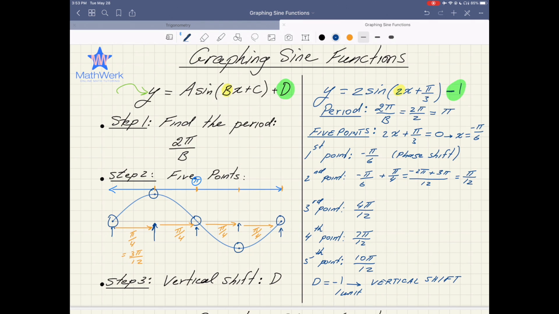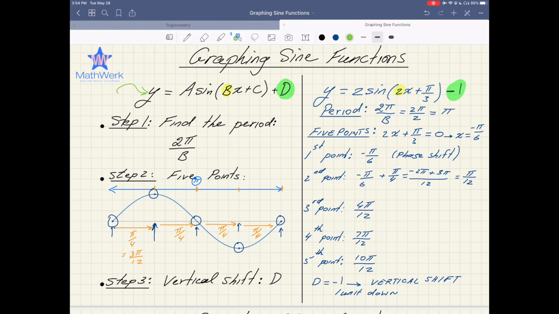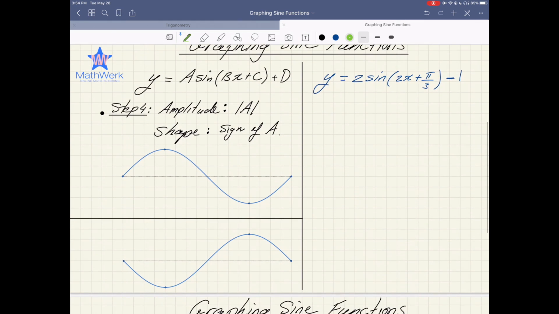So one thing that helps us is this very special line that goes right across here, and that's the equilibrium line. And so we can label that as y equals negative 1. Okay? So far, let's plot what we have.